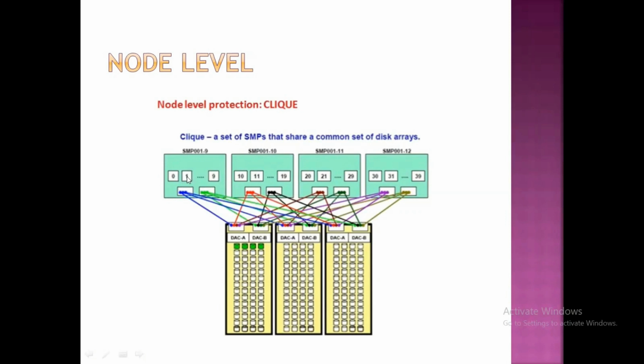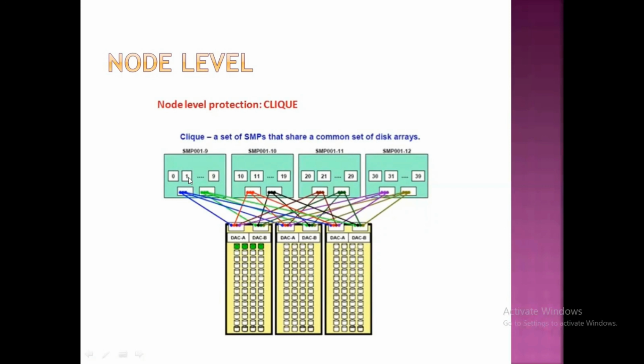One SMP has some node numbers, 0, 1, 2, 3 up to 9 nodes. All the nodes will be created based on sharing the disk. For example, if the node's disk controller is storing here, the same will be connected to another disk also, disk A. This can be a mirroring option also. Disk A will be here also. This is one clique.